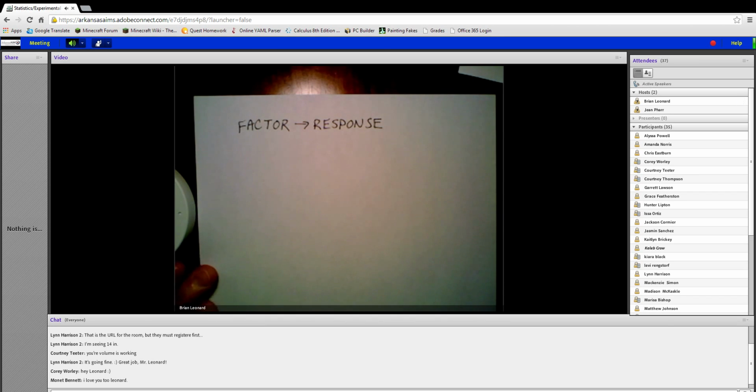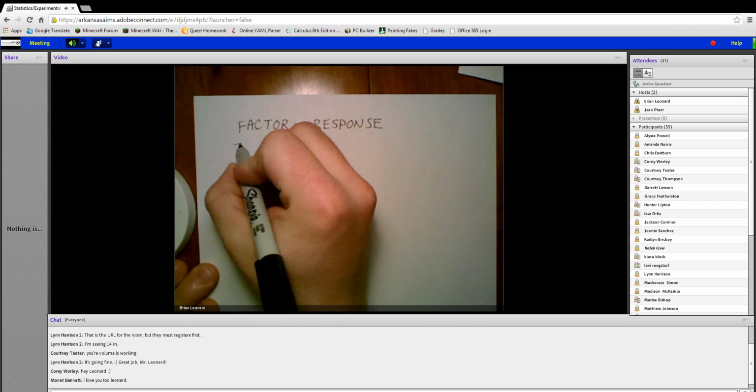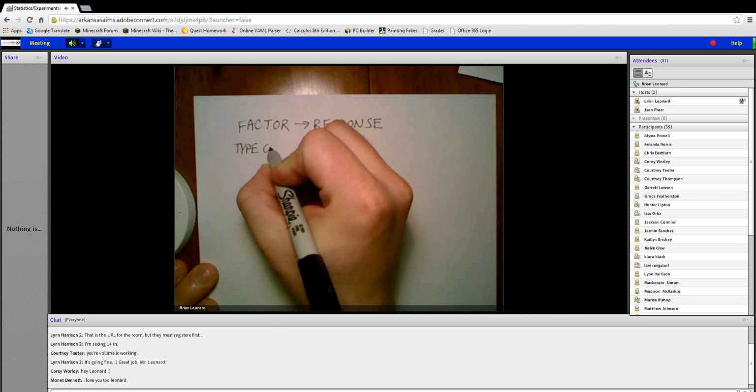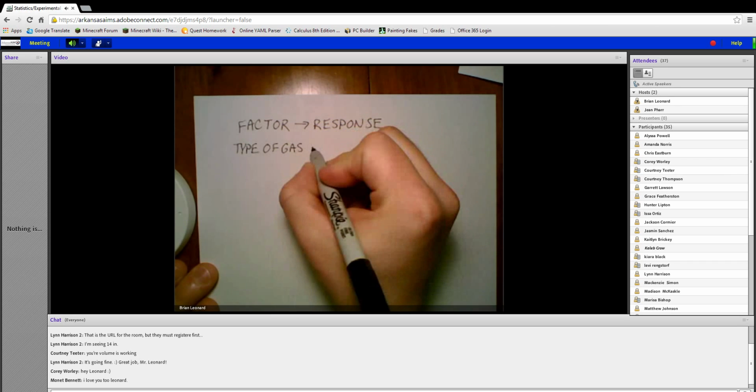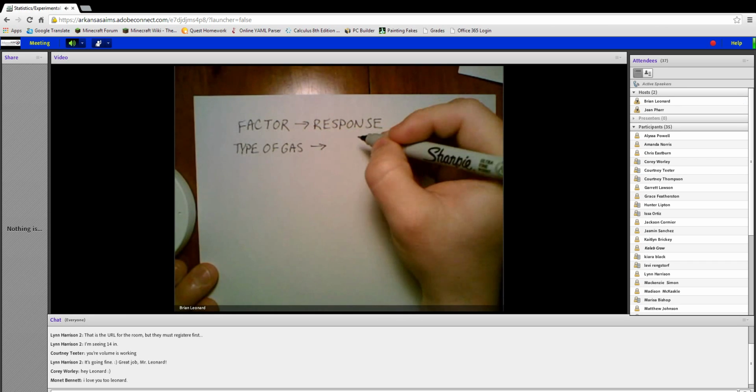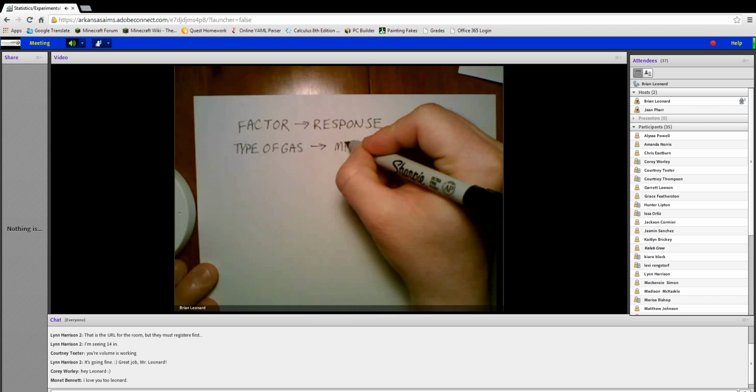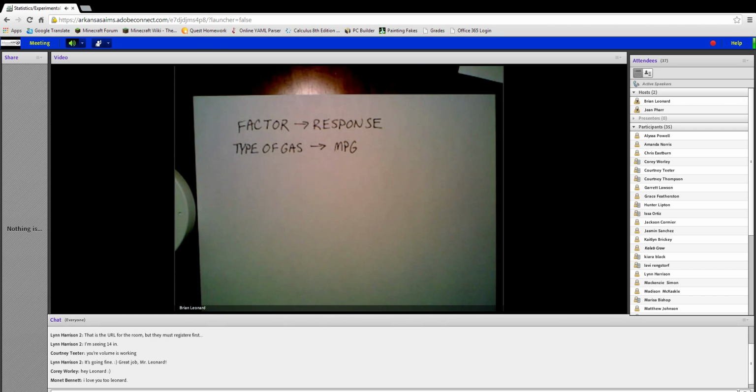So let's just say, for instance, I want to show, does the type of gas that I buy have any effect on the miles per gallon that I get? In this kind of experiment, a buddy of mine tells me, hey, if you pay the extra money for the good gas, then you'll wind up getting a lot more mileage and it'll save you money in the long run. Well, of course, I think he's full of crap, but we'll go ahead and test that anyway.